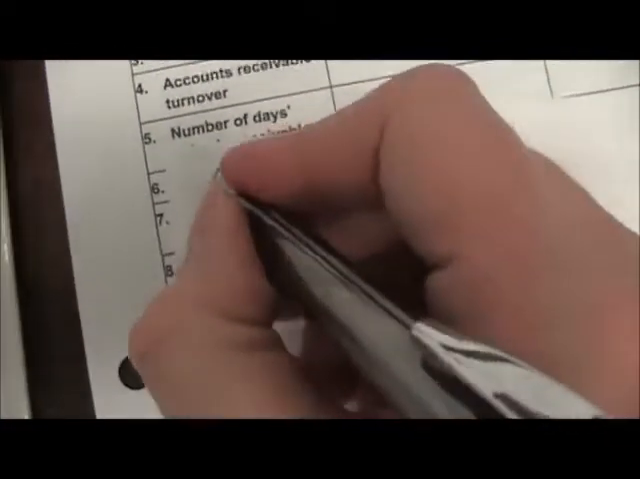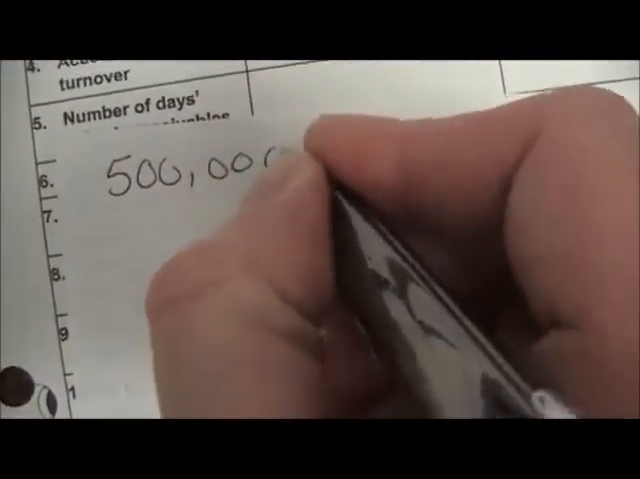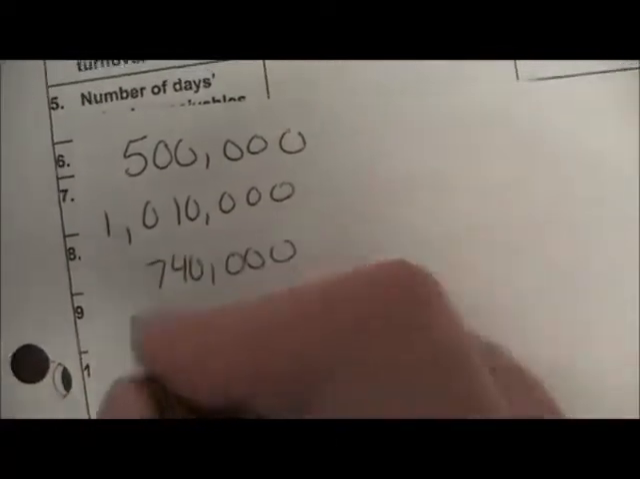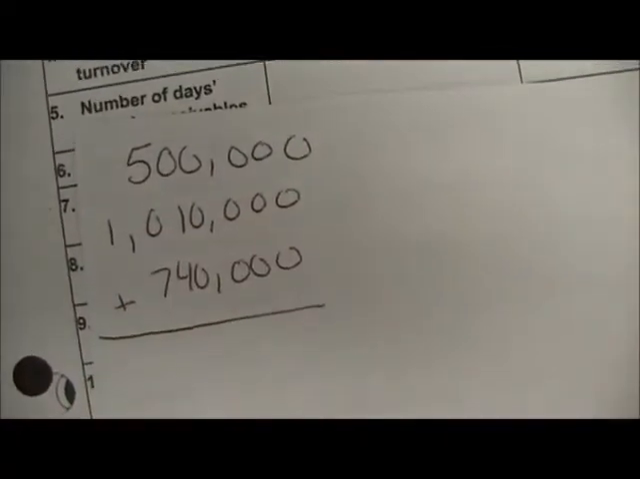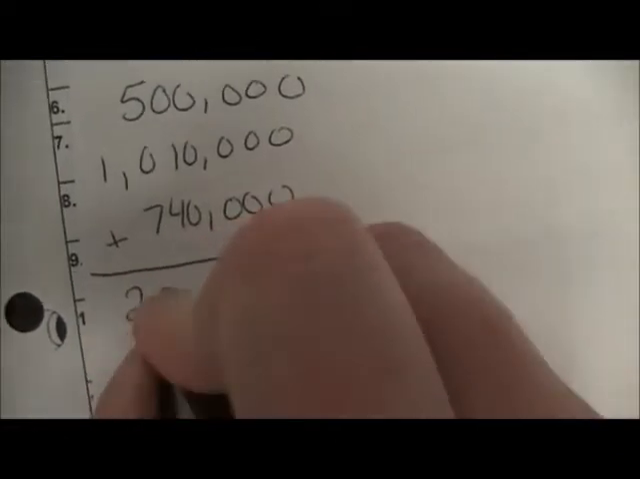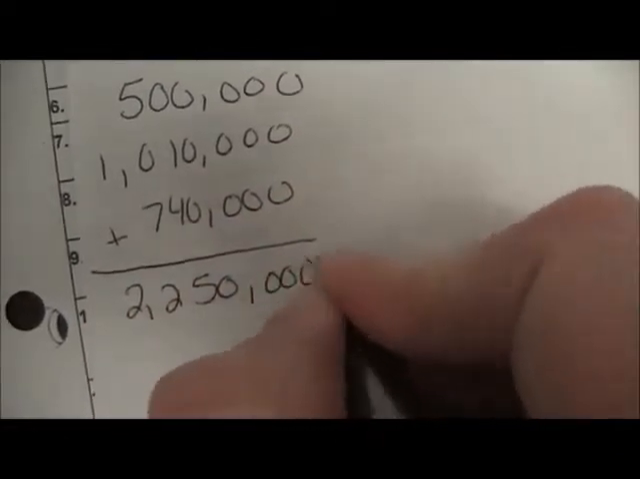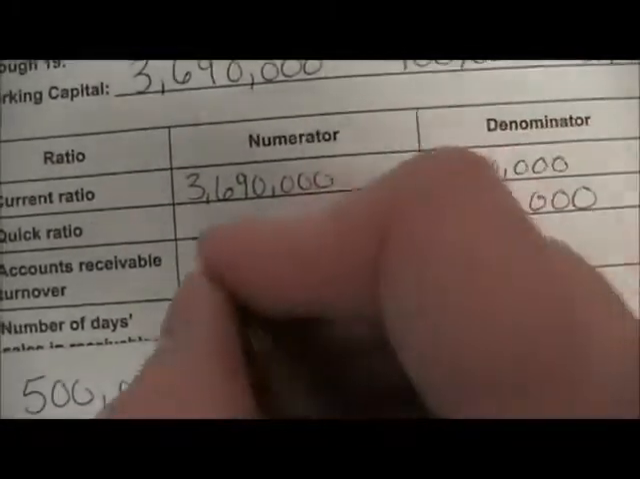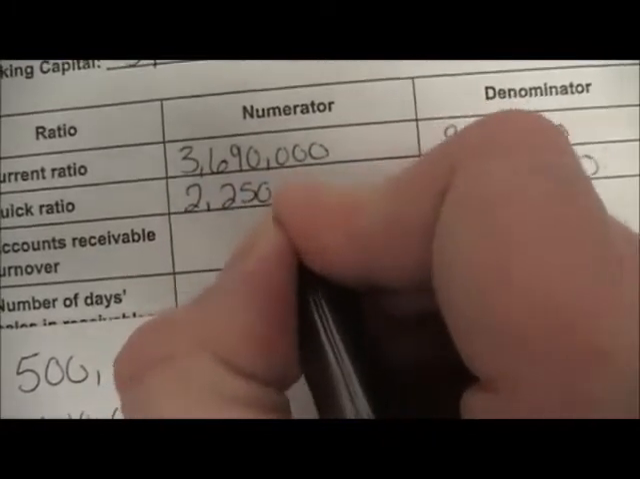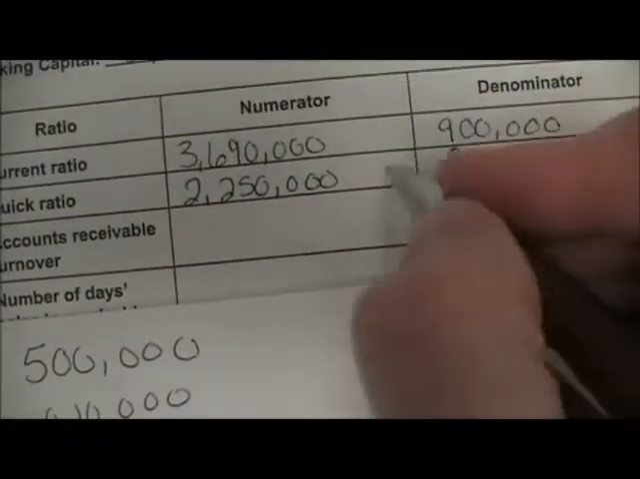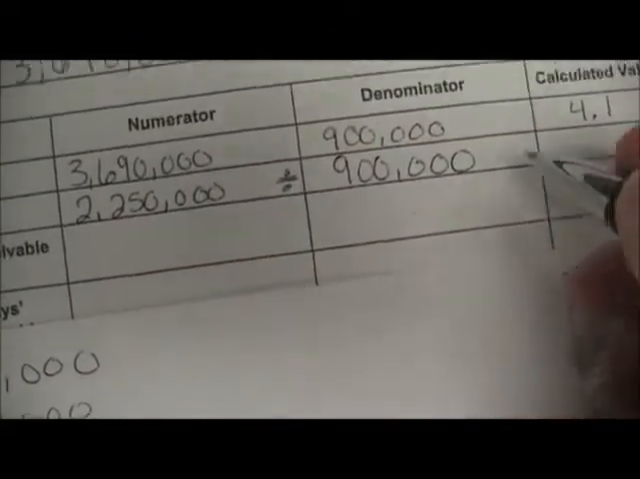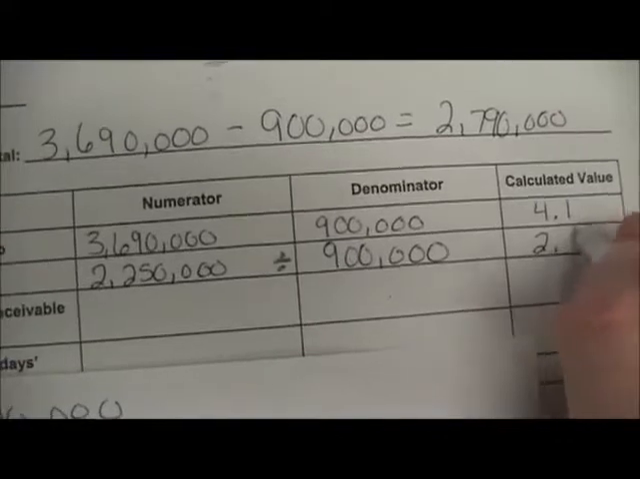I'm going to grab a piece of scrap paper, and we have $500,000, $1,010,000, and $740,000. We add those three numbers together, and we get $2,250,000. These are our quick assets, so that becomes our numerator, the number at the top. So we take $2,250,000 divided by 900,000, and we get 2.5.